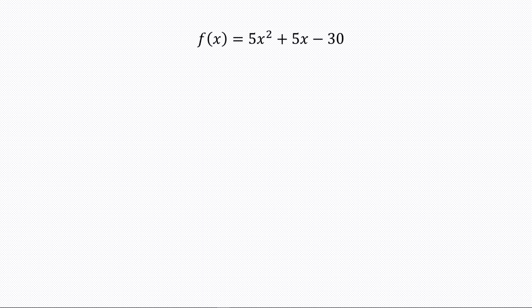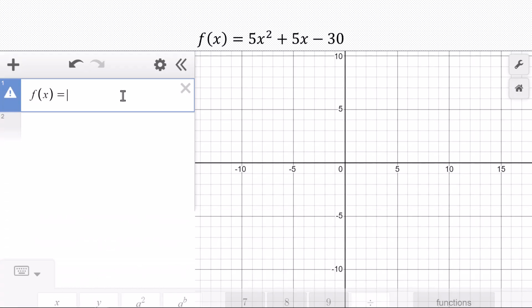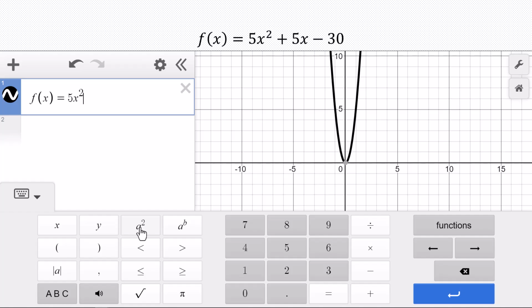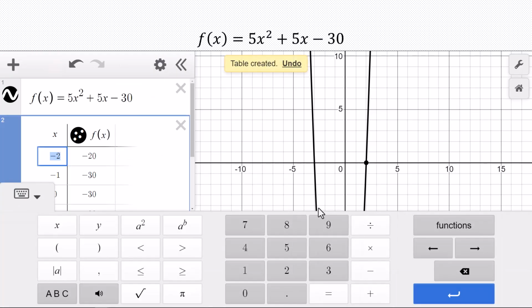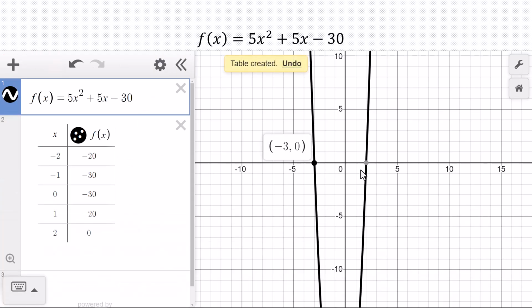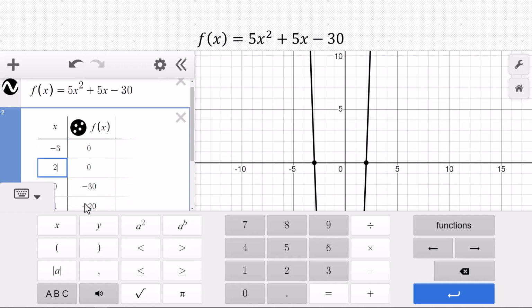Here is another quadratic equation. Pause the video and try it yourself in Desmos. Then resume to see the answer. We enter the equation into Desmos, generate the table, and then find the 2 points on the graph where it crossed the x-axis. Enter those values into the table, and we confirm the value of the two zeros.